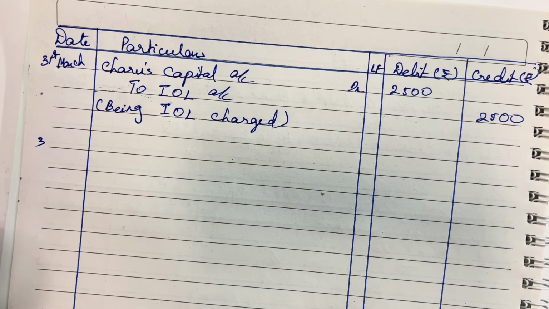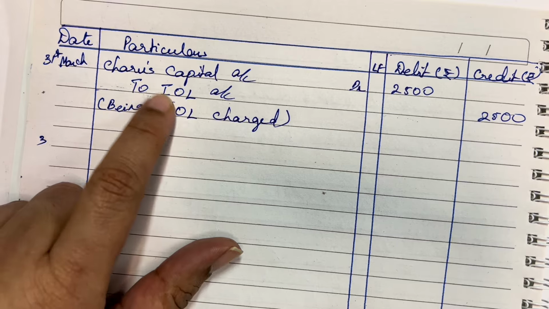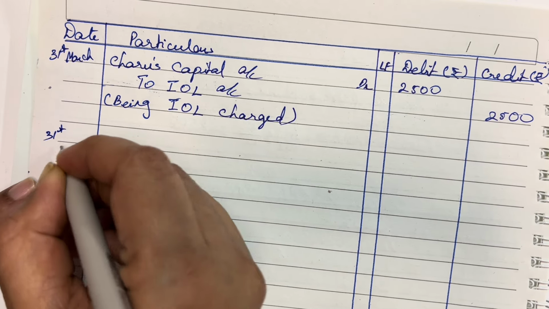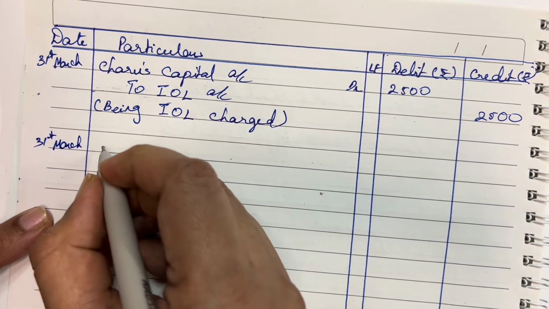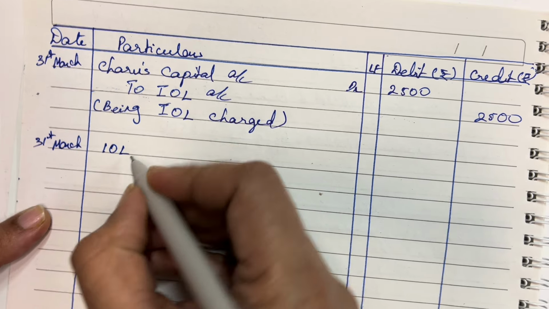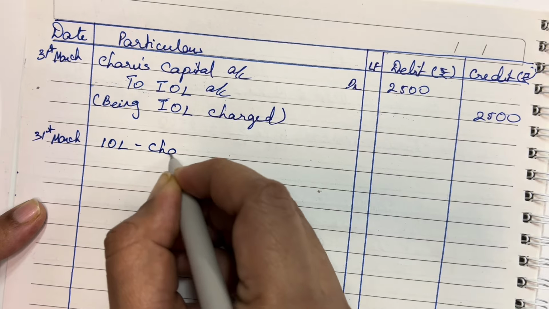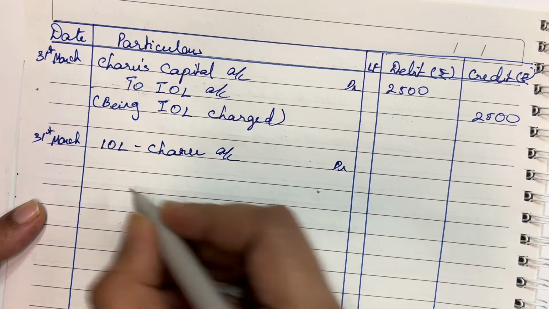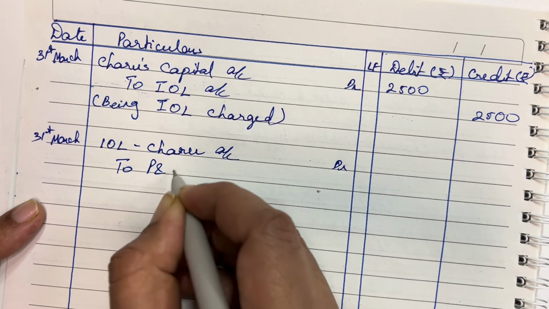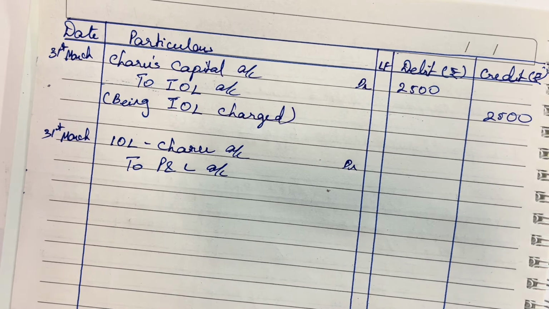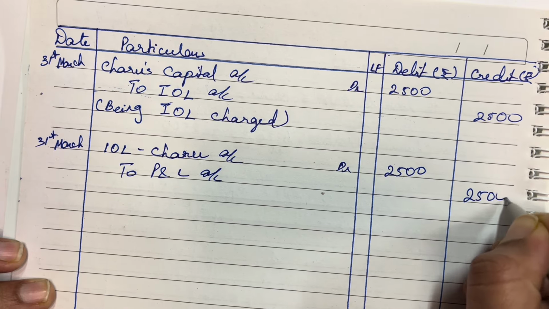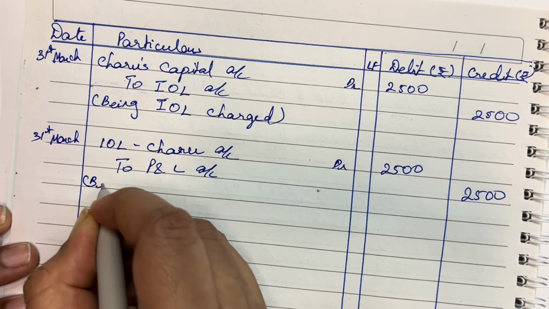Now this interest on loan needs to be transferred to our profit and loss account again. So our last entry would be for 31st March. Interest on loan, this is for Charu. Let me write so that we are clear about it. Account debit to profit and loss account. Now I'm writing everything in abbreviations. You've got to write the full form. 2,500, 2,500.